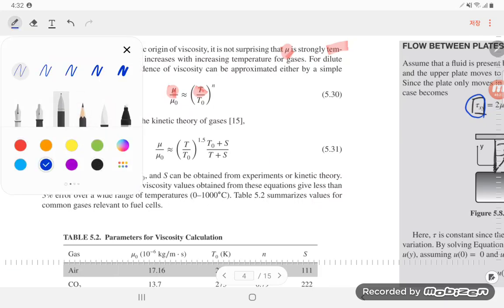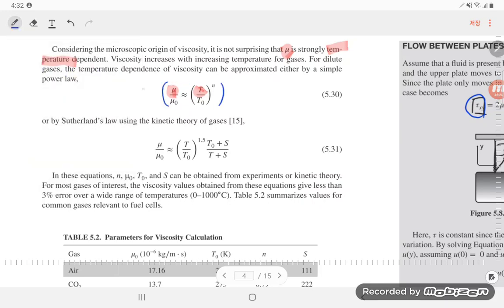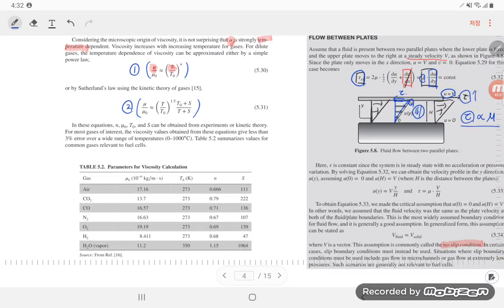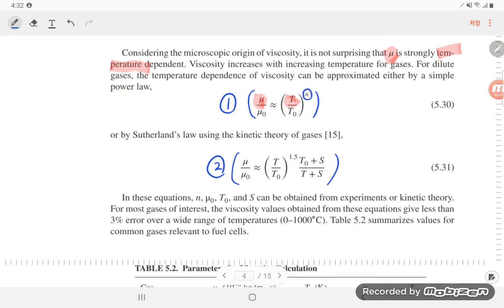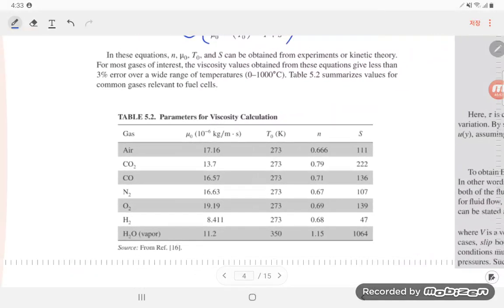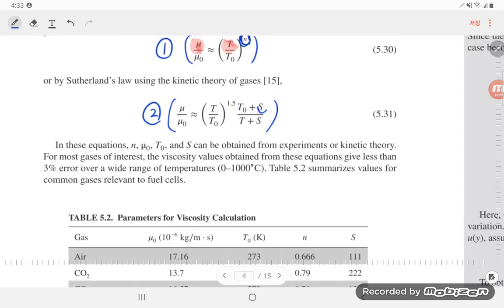Okay, this is the first equation we can use, or by Sutherland's law using the kinetic theory of gases. Also, we can use this second equation. Anyway, the viscosity is proportional to the temperature, and depending on the kinds of gases, this varies. And also there is S in here. This is the variable in here.